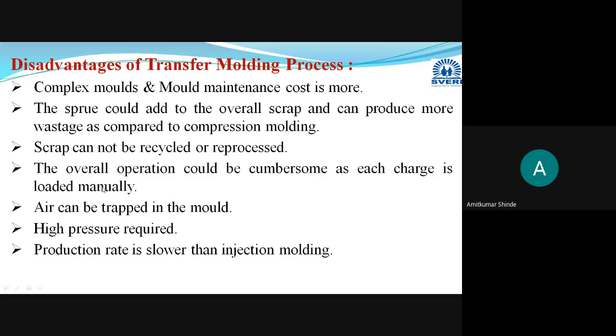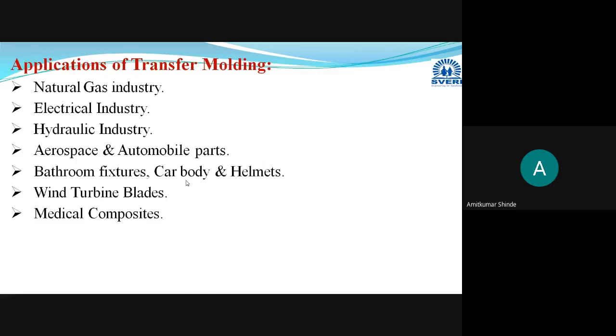Now, nowadays you can use automation, but whenever the raw material is large, loading it manually becomes a cumbersome operation, or a little hectic. Then air can get trapped in the mold. A high amount of pressure is required, and the production rate is higher, but compared to injection molding, it is a little bit on the lower side. So these are some disadvantages.